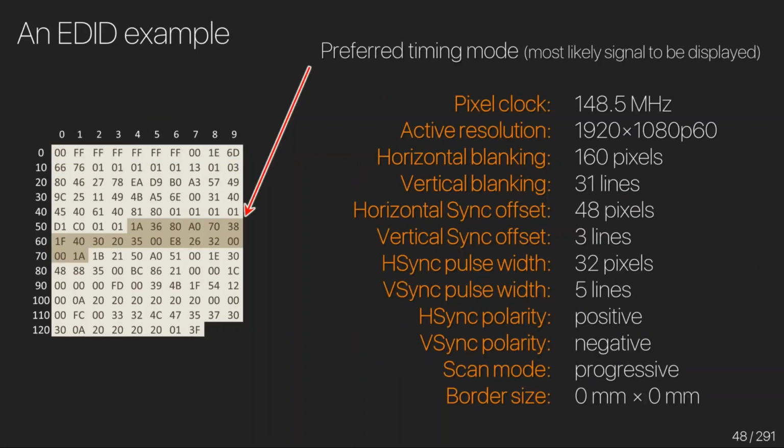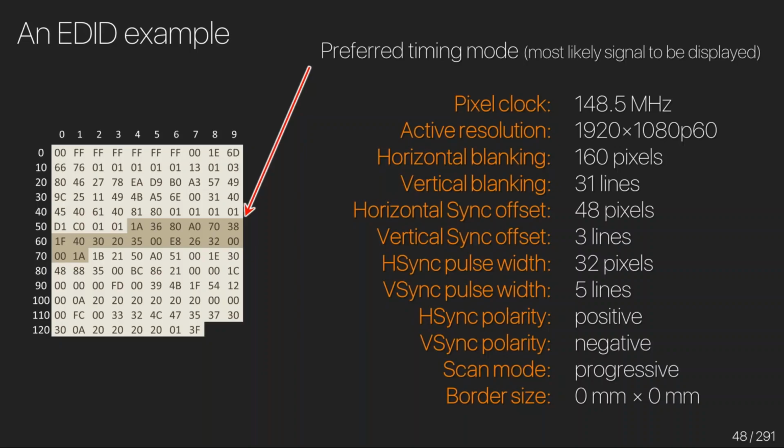The most important part of the EDID is the preferred timing mode, which is a detailed timing about the most likely signal to be displayed. This is usually the native resolution of the display. We say this is a detailed timing because it contains all the information about this particular resolution that the source needs to know. So it's not just the active resolution you can see here, but we've also got the horizontal blanking, vertical blanking, and effectively this is where the blanking interval is being determined.